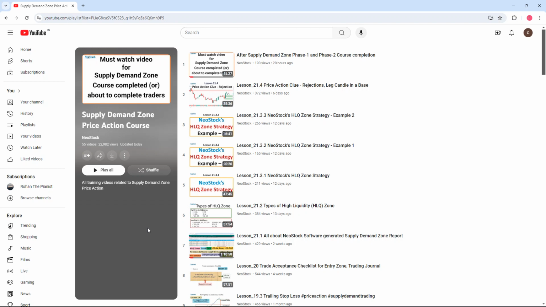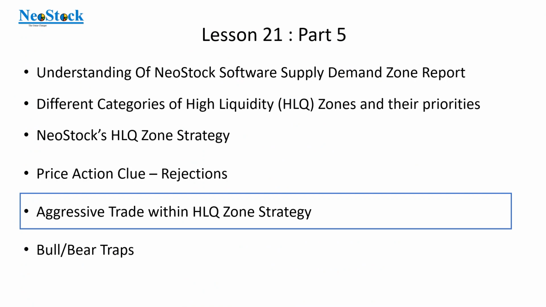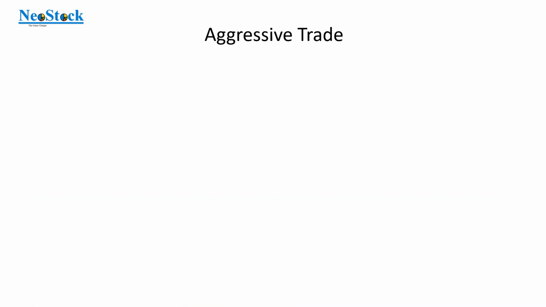Now let's get into the main discussion. Lesson 21, part 5 of lesson 21. So this is about aggressive trade setup within the high liquidity zone. We have already discussed high liquidity zone strategy in lesson 21.3. That is the third video of lesson 21. So you already started using the high liquidity zone strategy and also planning your trades.